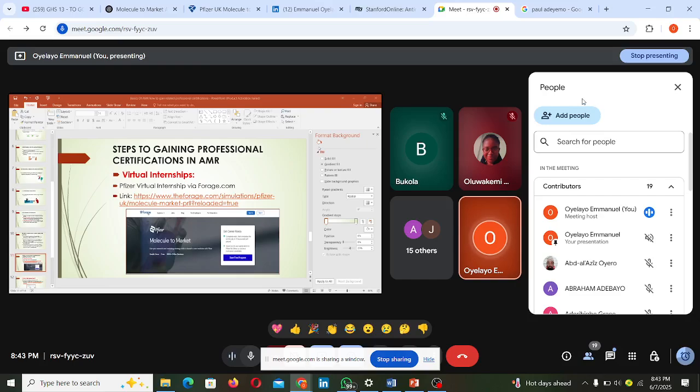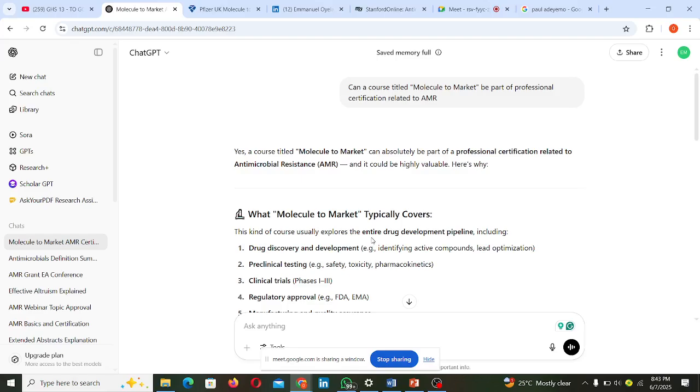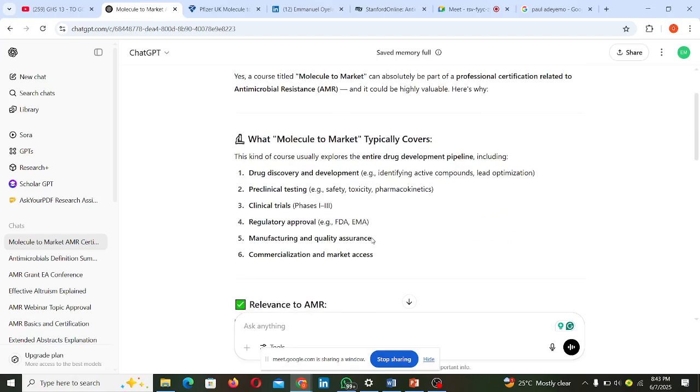They produce drugs. So there's a particular platform called forage.com. This is the link available. We'll share the presentation slides on the group so that you can easily click on the link. We share it as PDF so that you can easily click on the link to access the virtual internship. This virtual internship is titled Molecule to Market. It shows the rudiments of drug production, the rudiments of drug discovery.